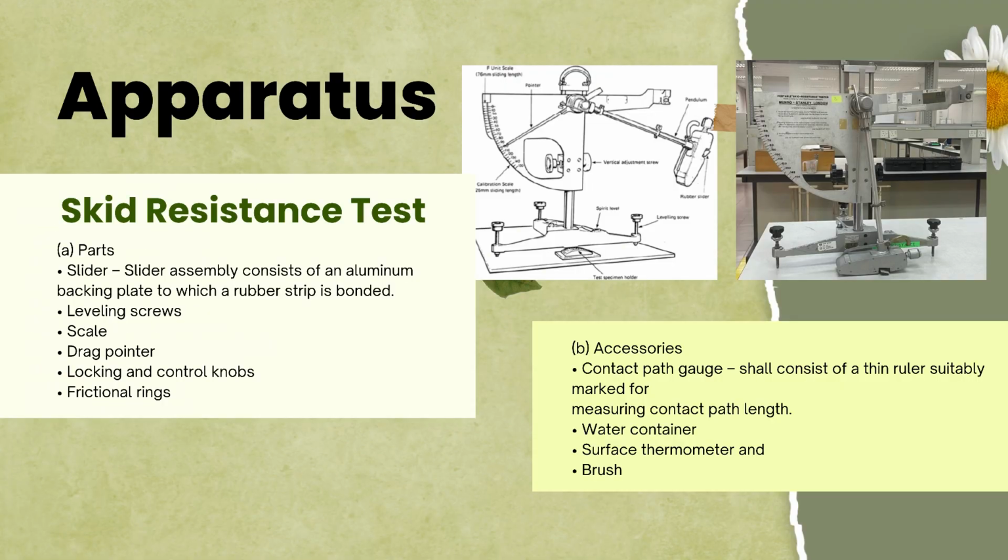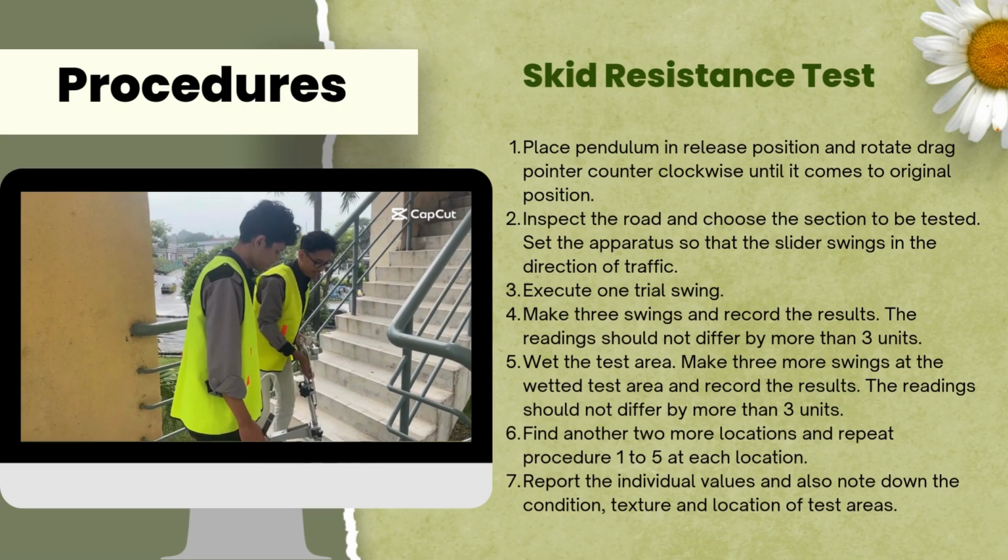Apparatus for the skid resistance test: the parts are cylinder, leveling screw, scale, drag pointer, locking and control knobs, and frictional ring. The accessories are contact path gauge, water container, surface thermometer, and brush. Procedure for skid resistance test.